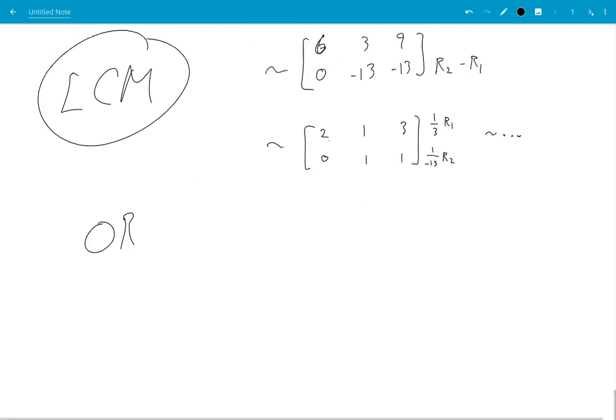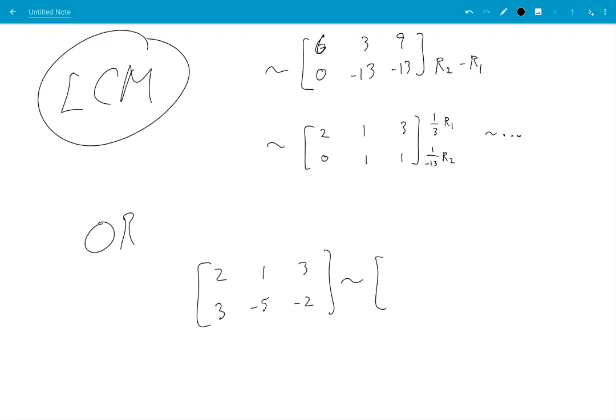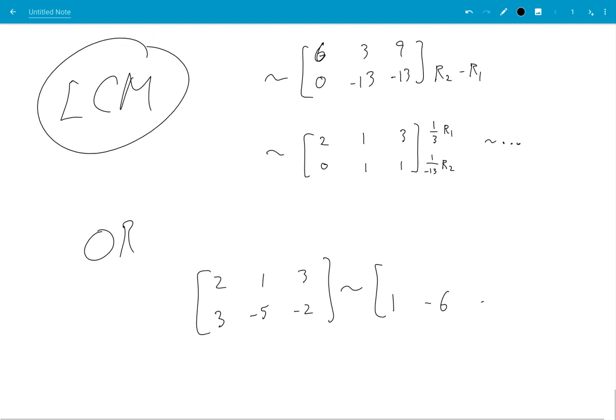Or you can do other kinds of fancy footwork. You can say to yourself, I would like there to be a one right here. So I want there to be a one here. And then I say to myself, 3 minus 2, that's one. Hey. So I'm gonna do row 3 minus row 2.